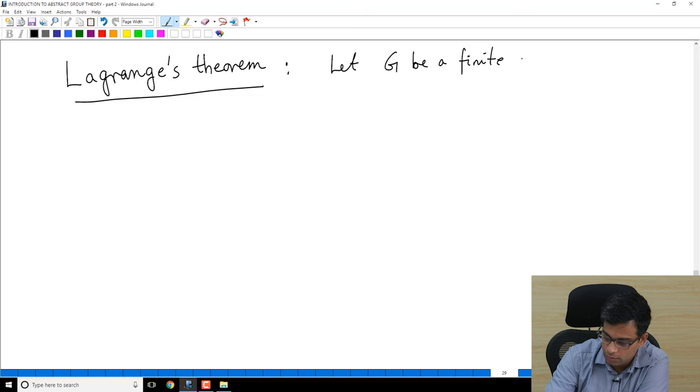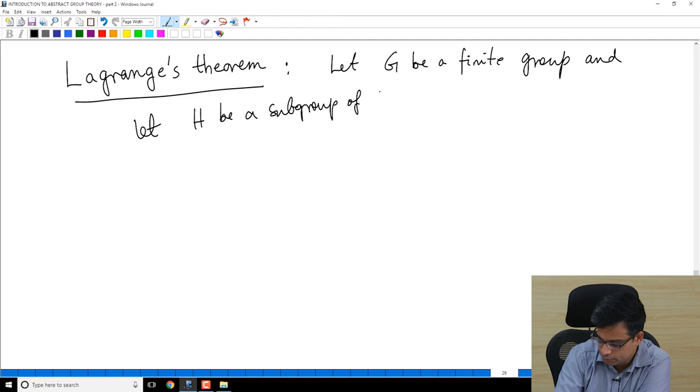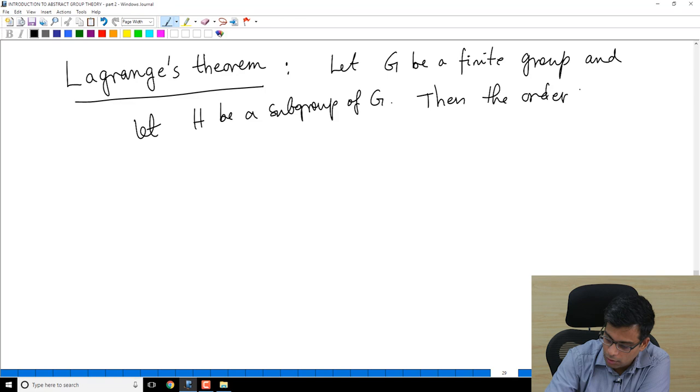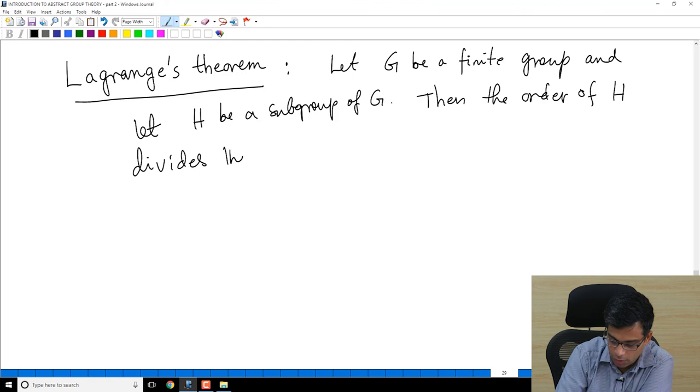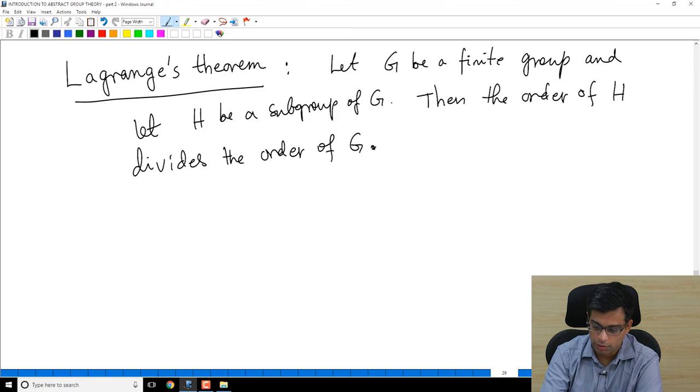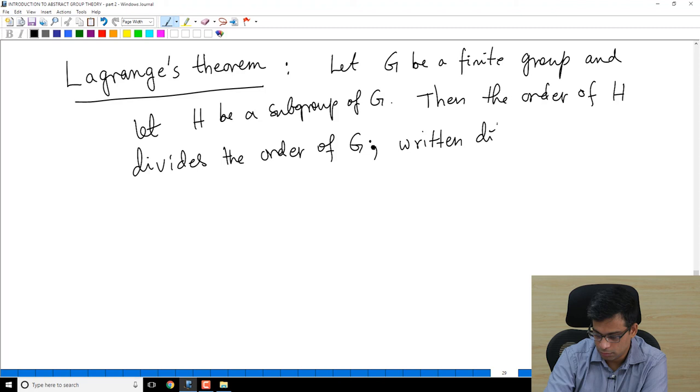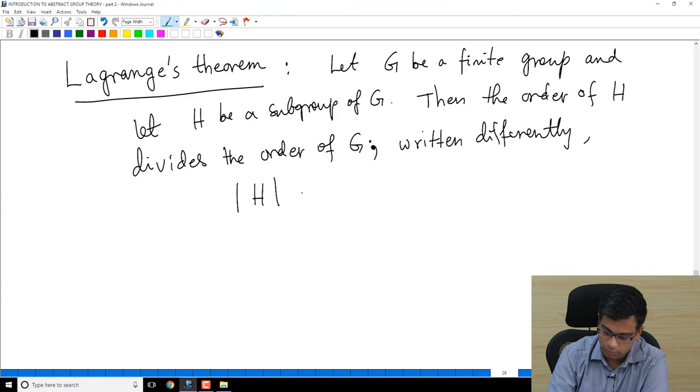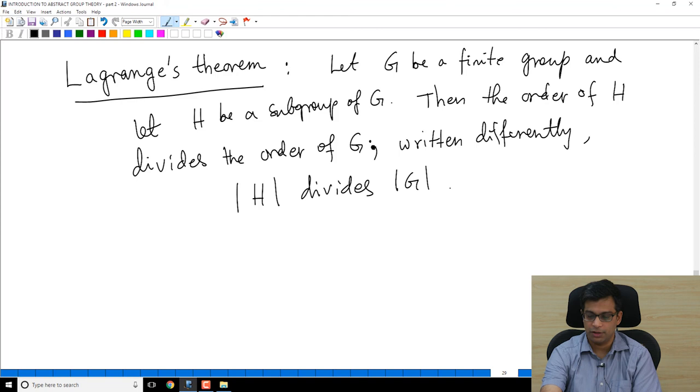Let G be a finite group and let H be a subgroup of G. Then the order of H divides the order of G. Written differently, because the symbol for order is this, the order of H divides the order of G. This is, as I said, a very, very important theorem in group theory, and it gives you a lot of flexibility in working with groups.